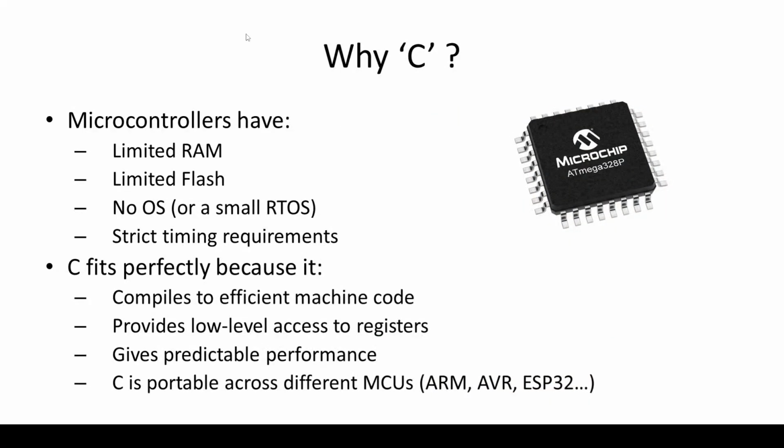Why C? Why do we have to use only C? C is the number one language used in embedded systems for one simple reason. It gives direct control over memory and hardware without sacrificing performance. Microcontrollers have limited RAM, limited flash, no operating system, which is bare metal programming, or a small operating system called an RTOS, and strict timing requirements. C fits perfectly because it compiles to efficient machine code, provides low level access to registers, and gives predictable performance. C is portable across different microcontrollers: ARM, AVR, ESP32.